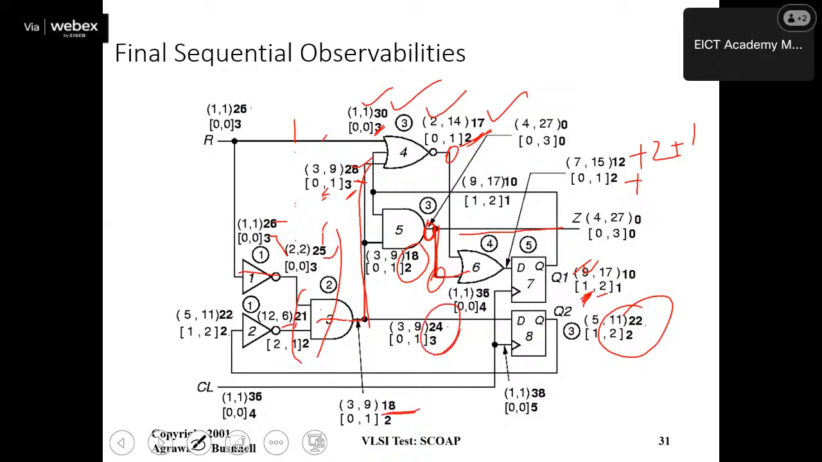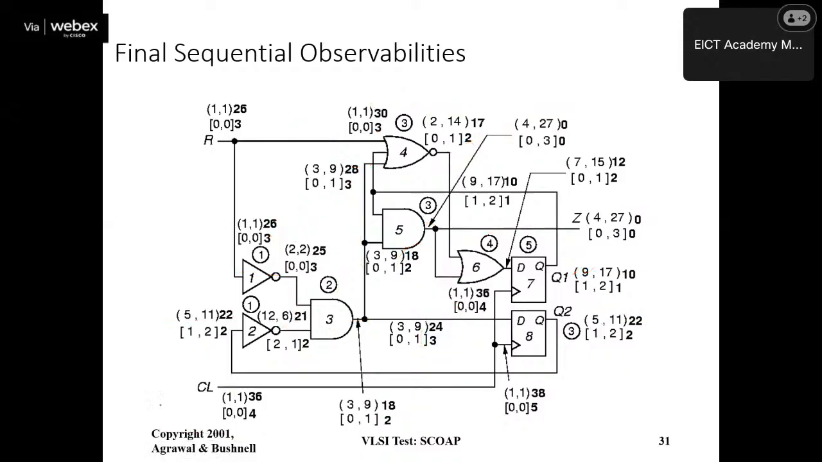Observability of D means you have to add CC0 of clock and CC1 of clock and the level change in this case. So that becomes 24 and 3. So in this way, you can calculate all the observabilities of this circuit in one go. Since there is dependence, randomly you cannot calculate. You have to take into consideration how to proceed.